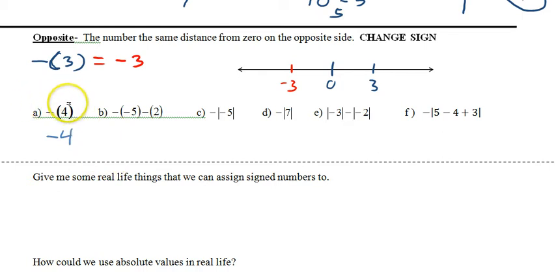So just take that number inside and you find its opposite. So basically just change the sign. If it's a positive, you change it to a negative. If it's a negative, you change it to a positive. All right, here we have something that's a little different.